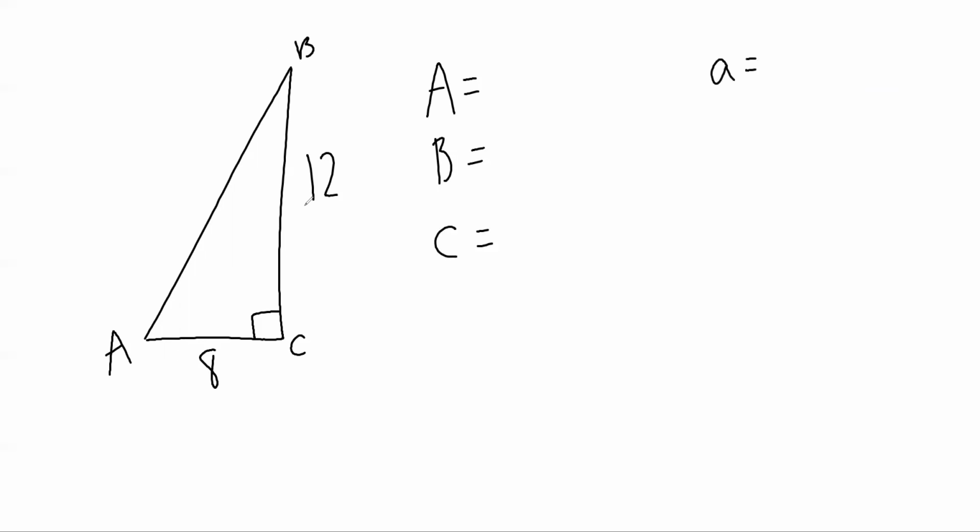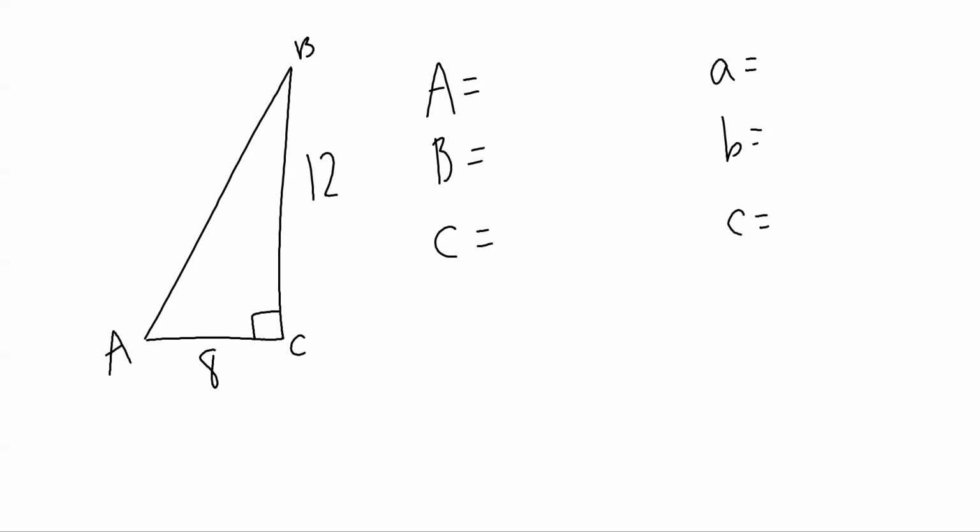Here's my right angle. 12, 8, and we'll say that this is A, B, C. Okay, so now it has a little bit less information, right? I only know 2 side lengths. So I'm going to solve for my 3 angles, and I'm going to solve for my 3 sides.